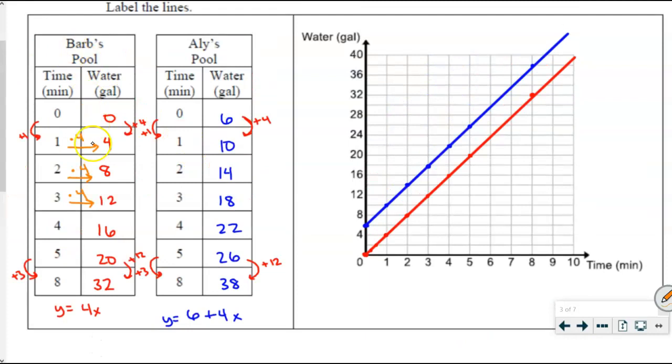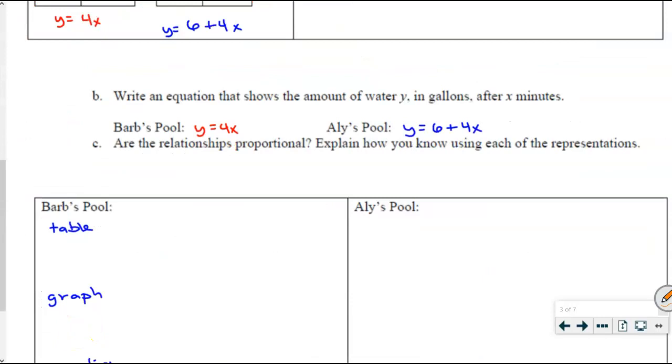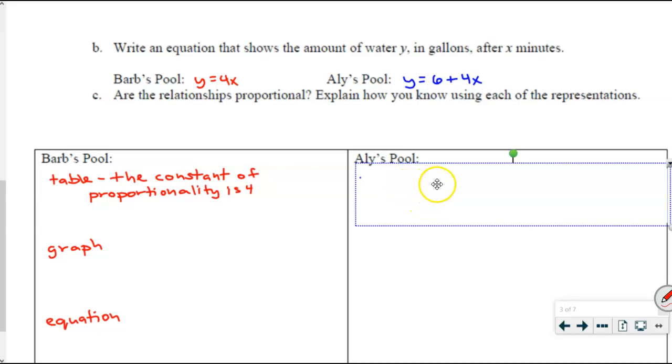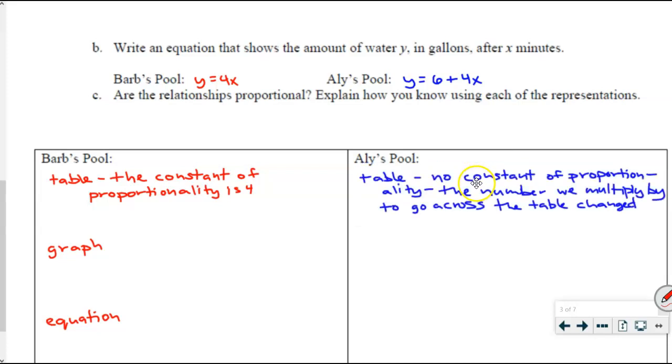So it's easy to see in the table that Barb has a proportional relationship because she has a constant of proportionality. I'm going to write that down. The constant of proportionality, which I can see in the table, is 4. And again, when I look at Allie's, we saw that there was not a constant of proportionality. We could find a relationship to multiply, but it changed every time. It was not constant. So in Allie's, there was no constant proportionality. The number we multiply by to go across the table, it changed.